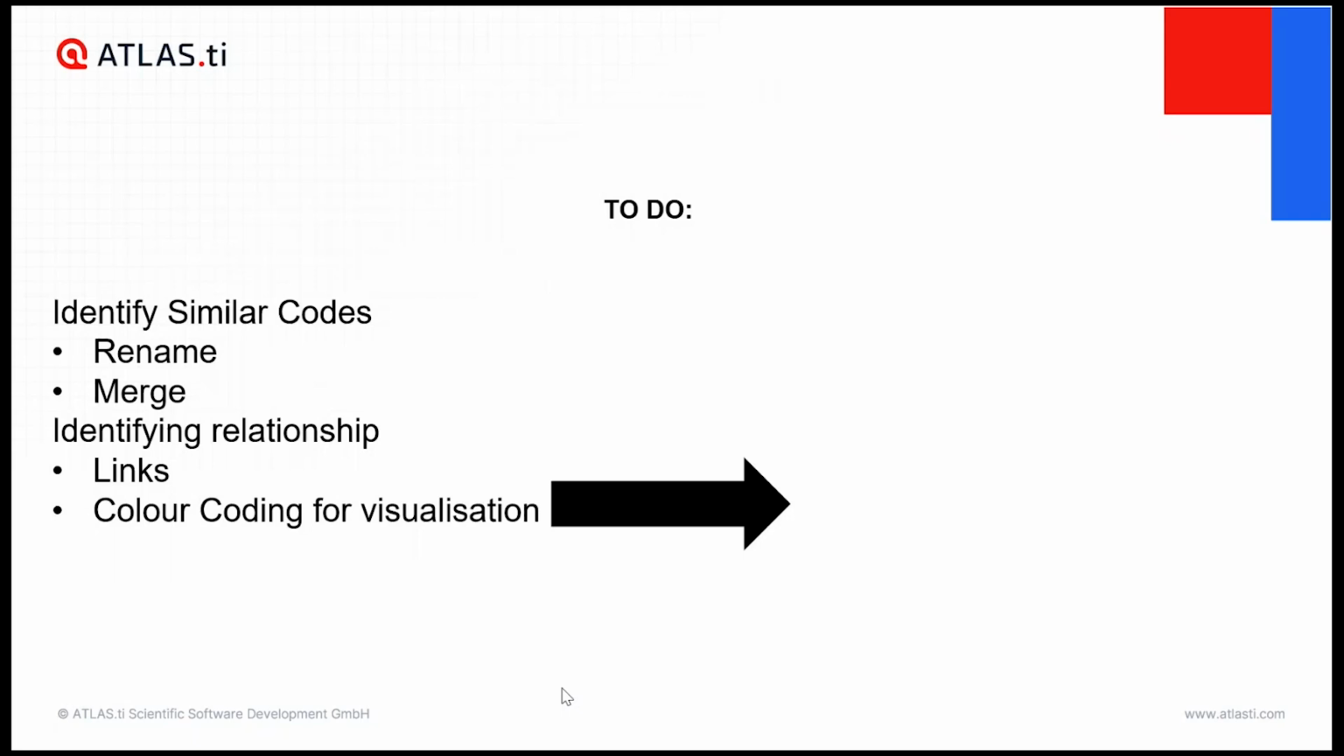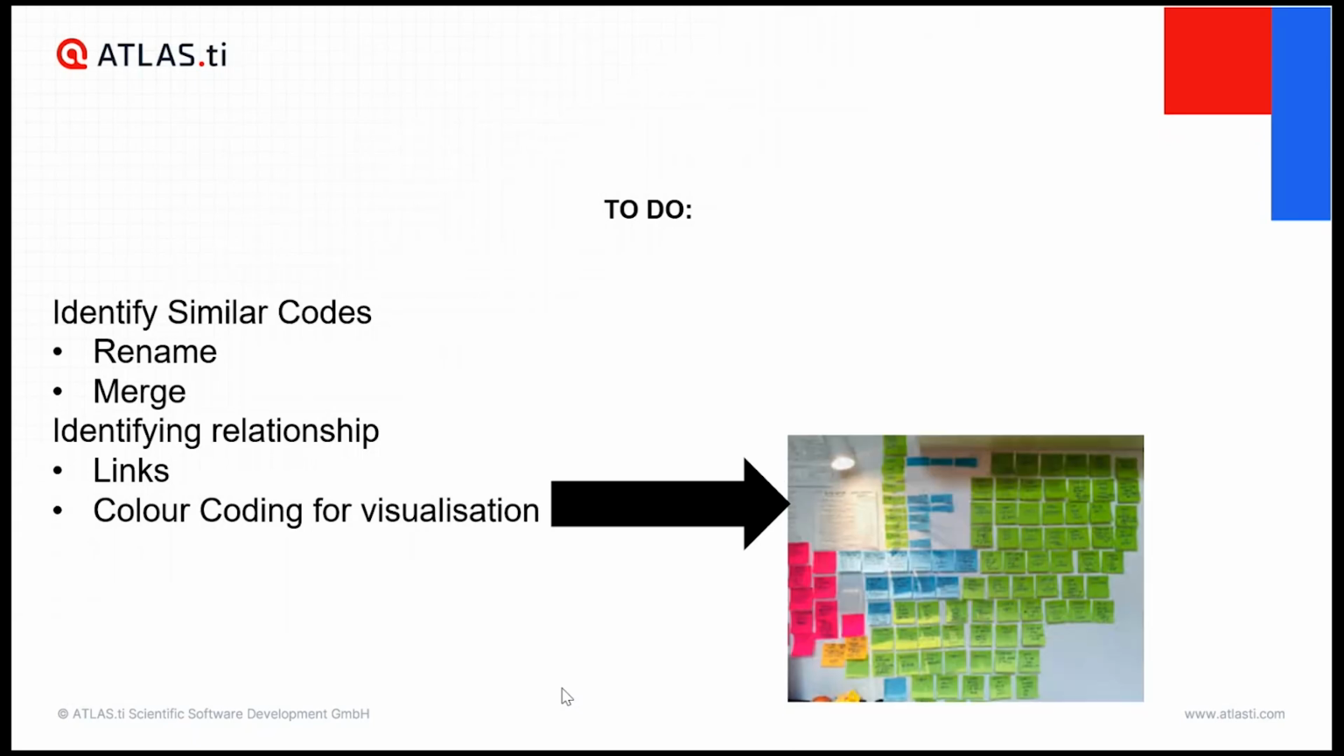Previously, I think 2-3 sessions back, I showed you how some people are doing it manually. And you can see that this color coding scheme helps them. And we will also do that. This is also possible in Atlas, assigning colors to the codes. So it's something that we'll also do after we have merged and renamed the codes.